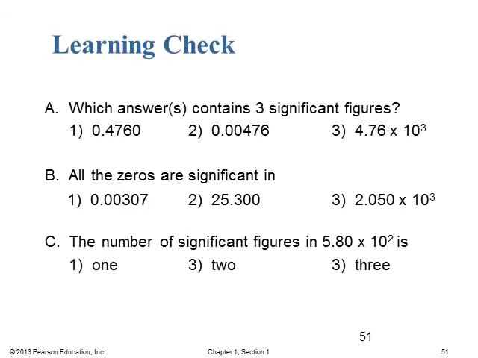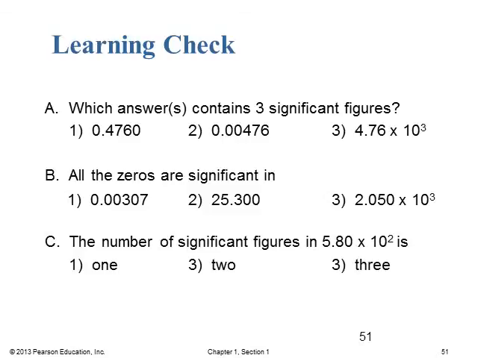Another learning check: which answer contains 3 significant figures, or answers, I should say. In choice 1, 0.4760, that 0 after the 6 is after a non-zero digit and after a decimal, so it is significant. So 4760 are all significant figures, so that's 4.